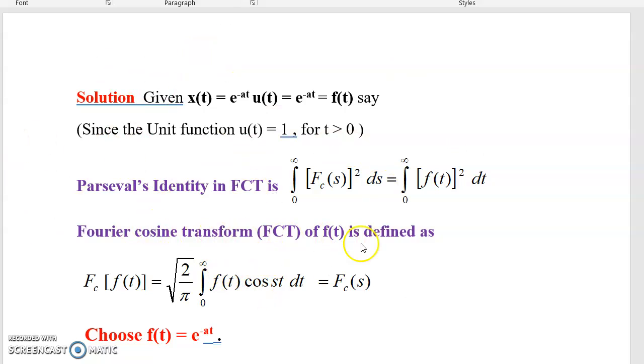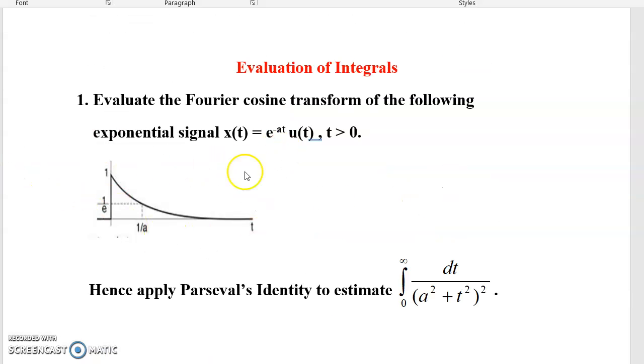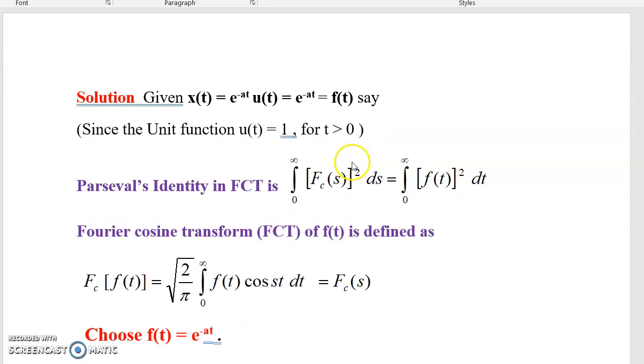the Fourier cosine transform of this given function. So, the given function is x of t equals e power minus at into u of t, which is the exponential signal given here. Actually, u of t denotes the unit step function, which is equal to 1 for t greater than 0. So, we can rewrite this x of t as just e power minus at, and we can denote the function as f of t here, just changing the name of x of t to f of t, since we need to use Fourier cosine transform.